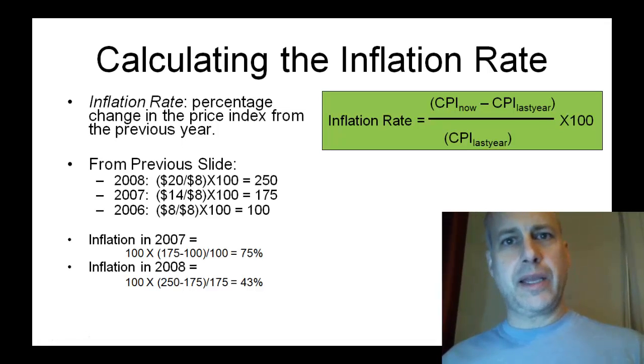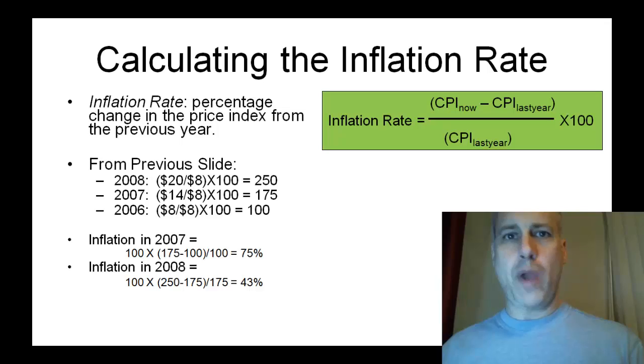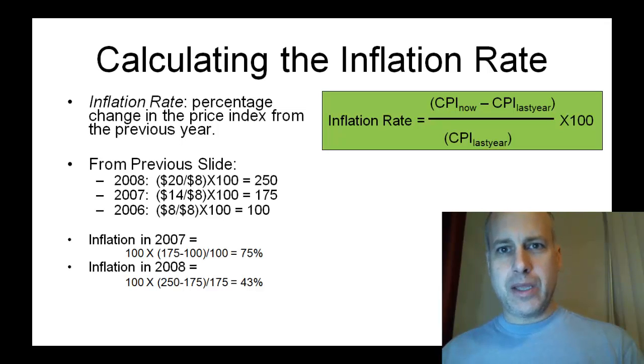Once we've calculated the cost of the bundle in each of the years and calculated the index from that, we can calculate the inflation rate. And the inflation rate follows a simple formula. Essentially what we want to do is look at the change in the index divided by the previous year's index times 100 to convert it into a percentage.